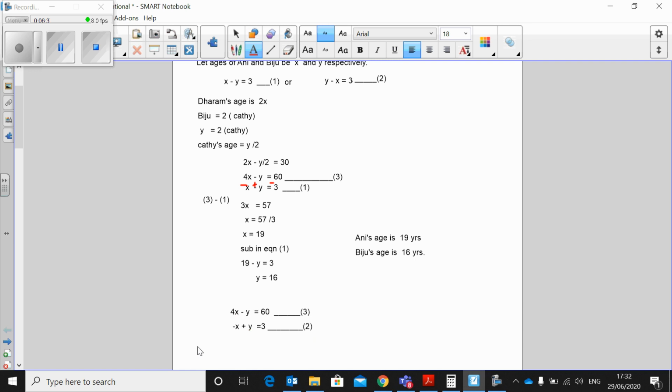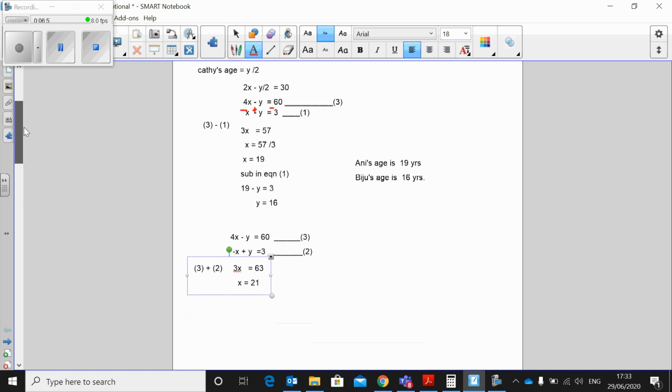So look at the equations. If you add equation 3 plus equation 2, the y will be eliminated. So we are getting 3x, which is equal to 63. 3x equal to 63, x is equal to 21. If x is equal to 21, what is the y value? Let us substitute in equation 2, that is minus x, that is minus 21 plus y, which is equal to 3. That means y is equal to 24.